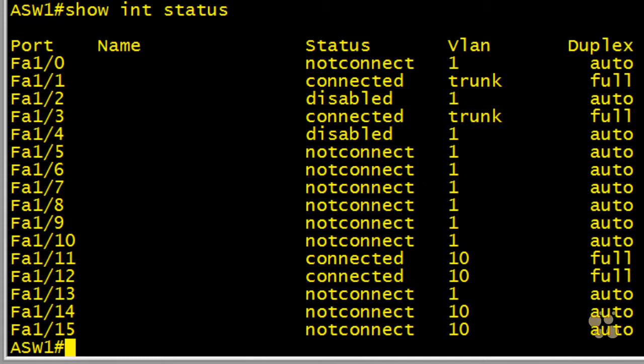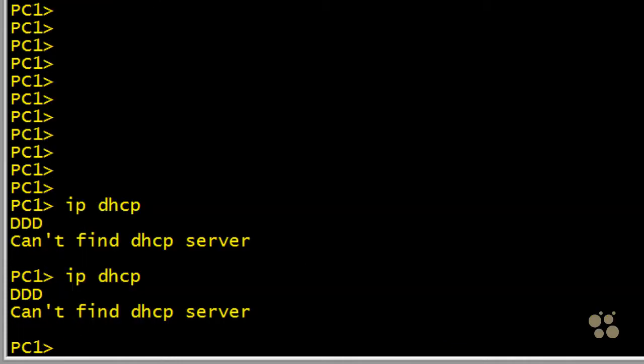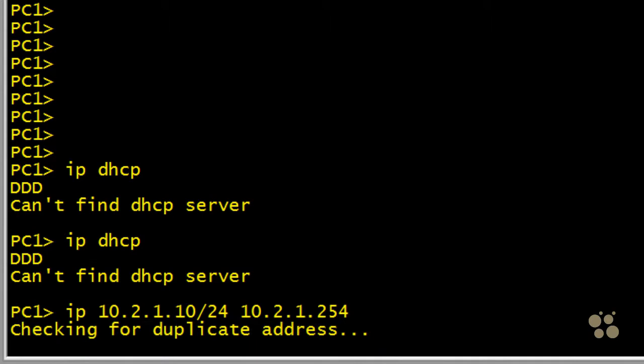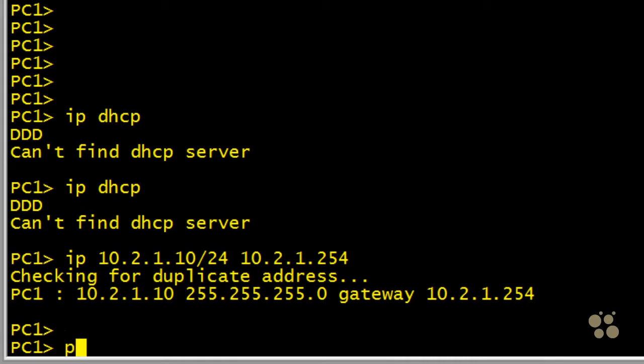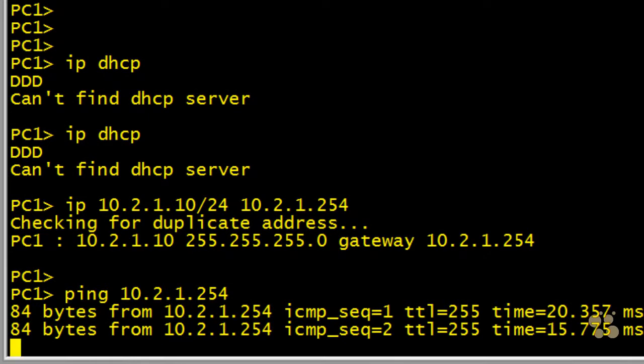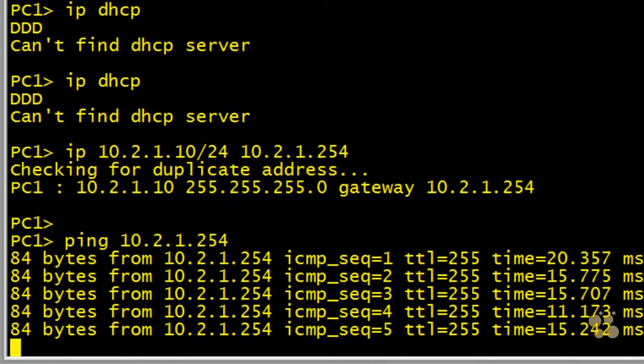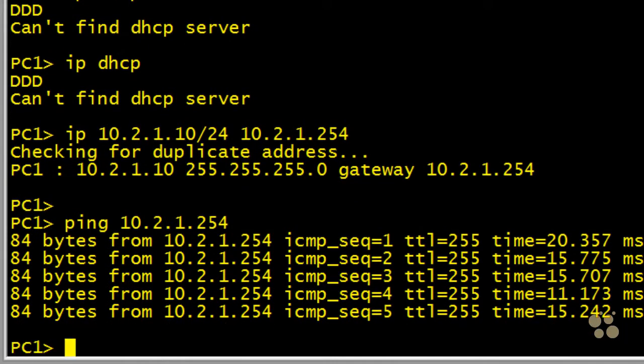And to narrow it down to being a DHCP issue specifically or not, what we could do is go back to PC1 and hard code an IP address with IP 10.2.1.10/24, tell it to use .254 as a default gateway, which is the HSRP address on DSW1. And then we could verify whether or not that default gateway is reachable, 10.2.1.254, with a ping, and it is. So that confirms that our trunks are working between ASW1 and DSW1. At least they are for VLAN 10, which is what we're focused on right now.